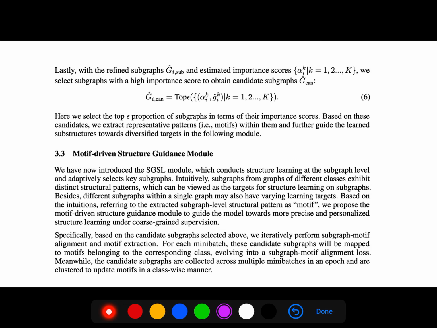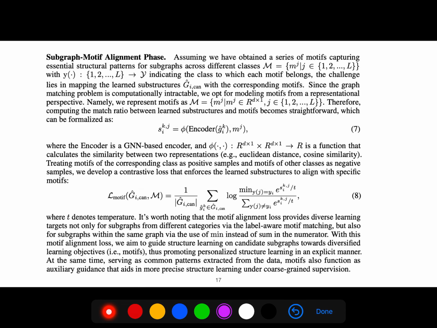So the candidate subgraphs are collected across multiple mini batches in an epoch and are clustered to update motifs in a class-wise manner. So this is the subgraph motif alignment phase. Assume we have obtained a series of motifs capturing essential structural patterns for subgraphs across different classes, indicating the class to which each motif belongs. The challenge lies in mapping the learned substructures with the corresponding motifs.